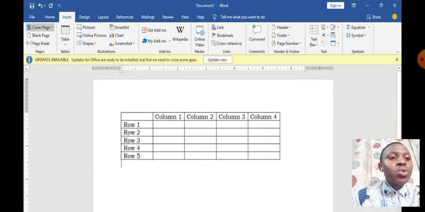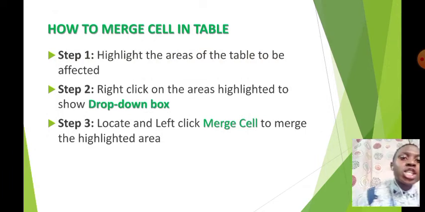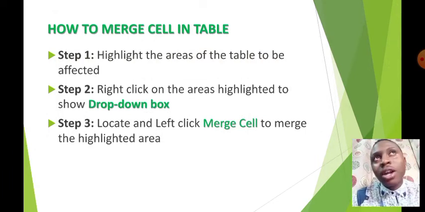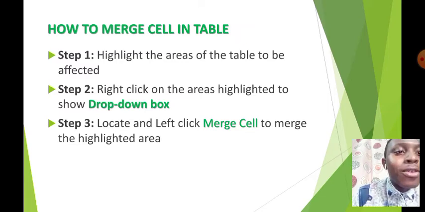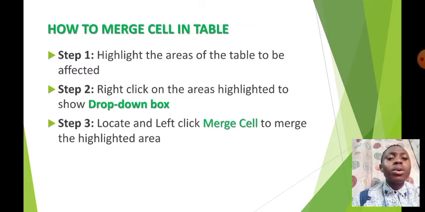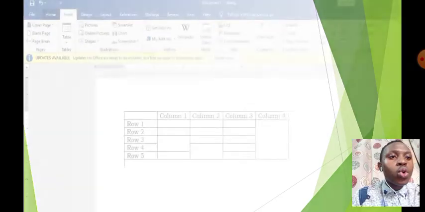Now let's go straight into the next thing, how to merge cells in a table. Basically when we say merge cell, it simply means joining two cells together as one. So how can we achieve that? Step 1 says highlight the area of the table to be affected. Step 2 says right click on the area highlighted to show a drop down. Once that drop down shows, you locate and left click merge cell to merge the highlighted area. So the first thing you do is to highlight the area you want to merge, right click, then you select merge cell.